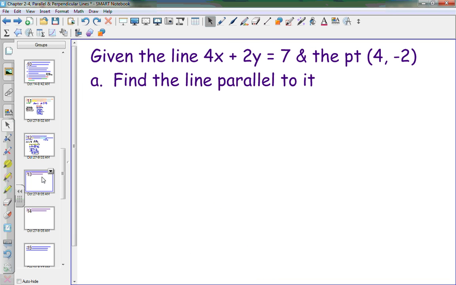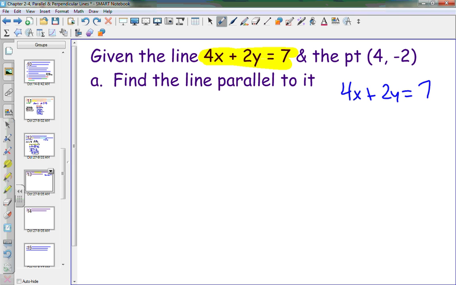Okay, now, given the line 4x plus 2y is equal to 7 and the point 4, -2, alarms are sounding in my head. Why are there alarms sounding in my head? Because it is not solved for y. So immediately I see this ugly equation in standard form. That's not at all helpful to me, is it? I need to put that form into mx plus b. So how do I put this in mx plus b form?